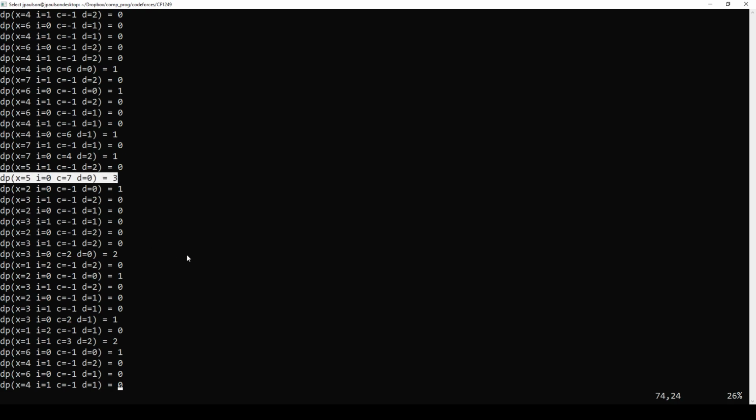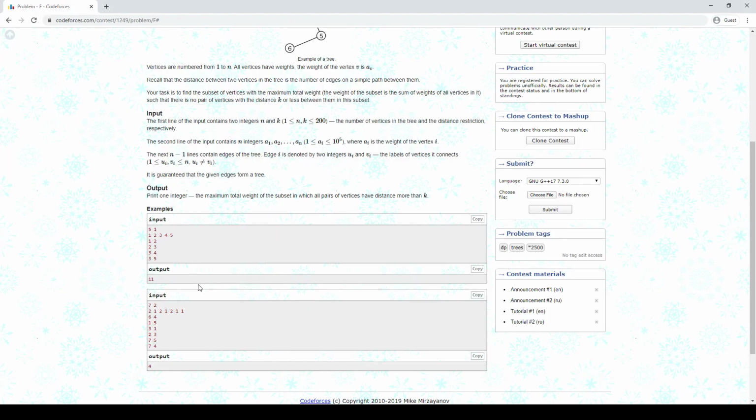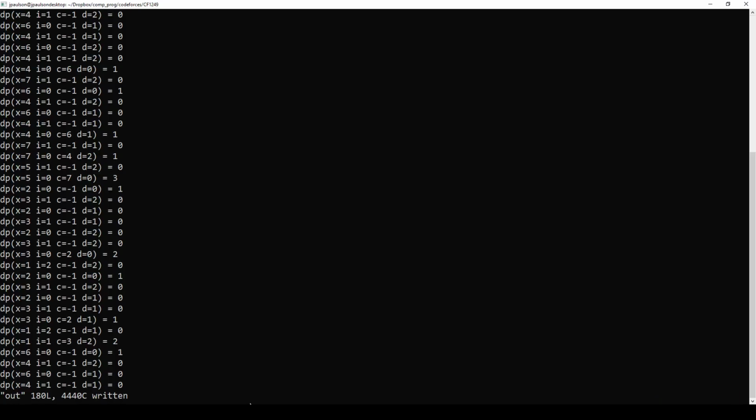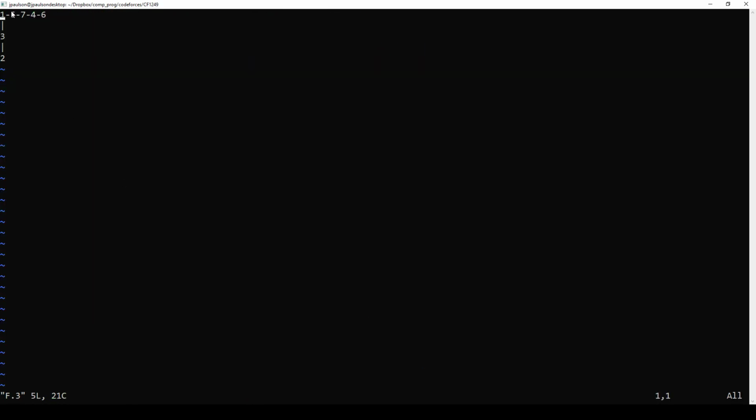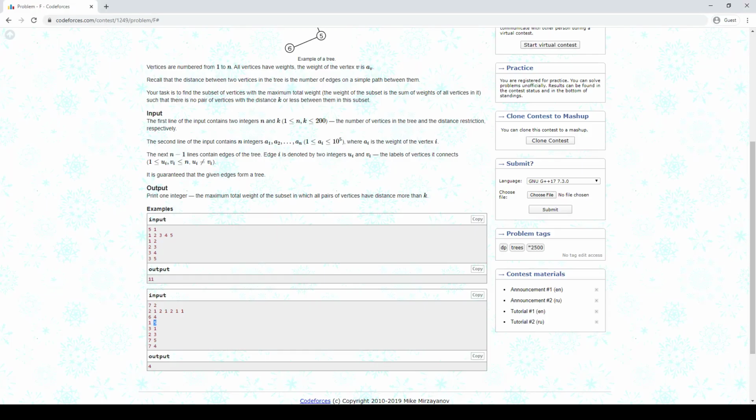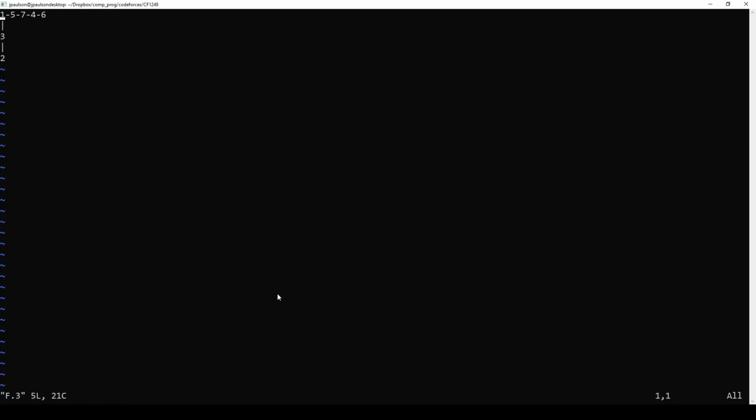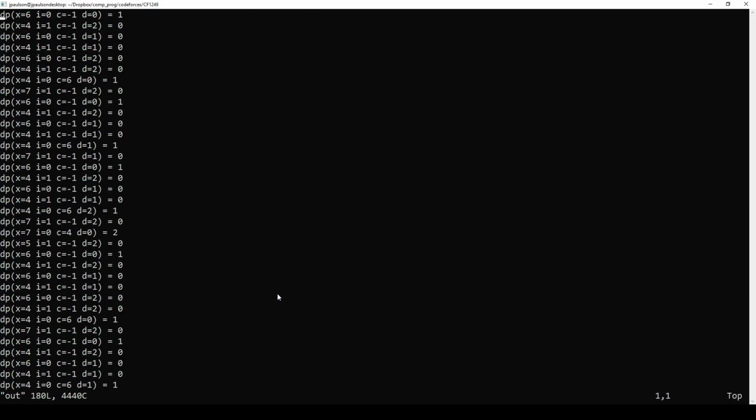Uh, 5, looking at its child of 7, you can pick anything. So that's 5, 7, 4, 6. So that's all of this. You could pick anything. It's claiming the answer is 3. I think that's right. You can pick the 5 and the 6.